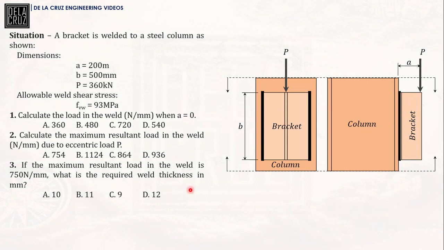And for number 3, we are required to calculate the weld thickness if the maximum resultant load in the weld is 750 newtons per millimeter. This is a board exam problem and you can see this one in the CE Reference Volume 4 by Engineer Gillesania. If you don't have that book yet, you can purchase it and look for the Gillesania Engineering Review and Training Center Facebook page.